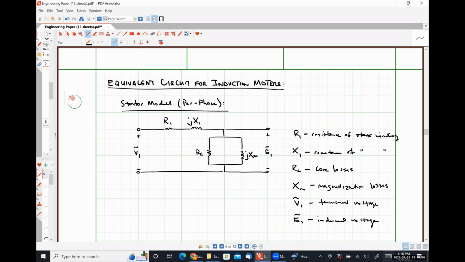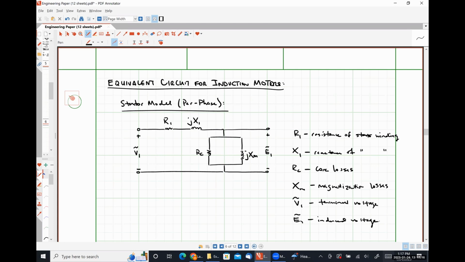The only difference is the size of the parameters, okay? So let's talk about that a little bit. So R1 for our stator is going to be very similar to R1 in our transformer because it's literally just a copper coil, okay? X1, however, is going to be appreciably different, okay?